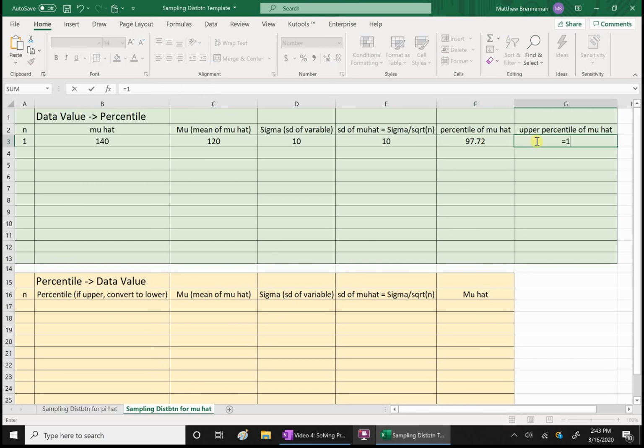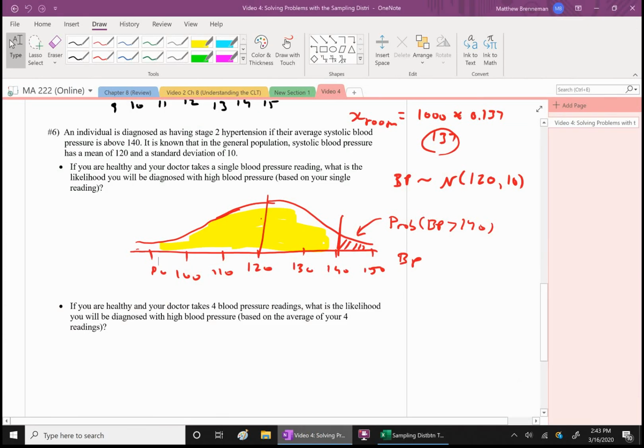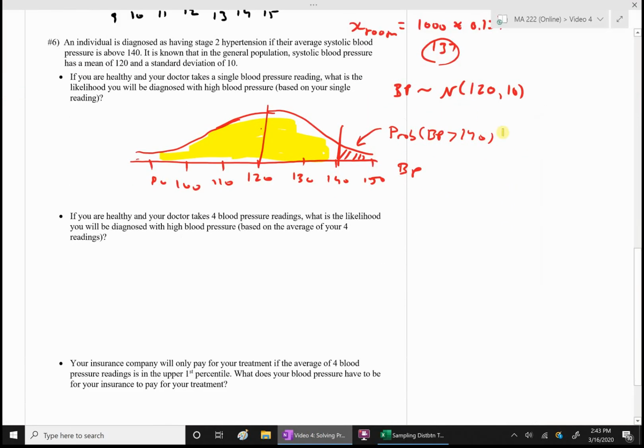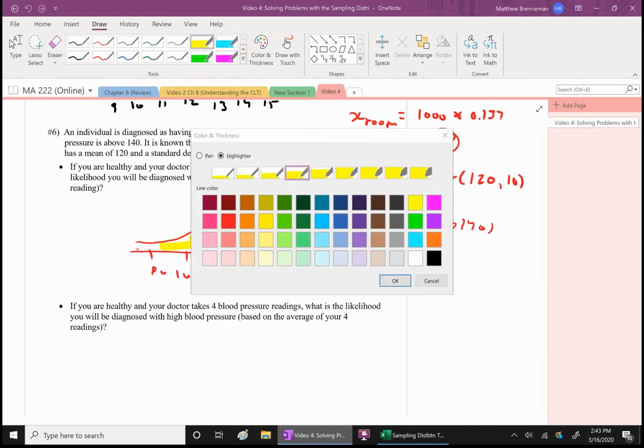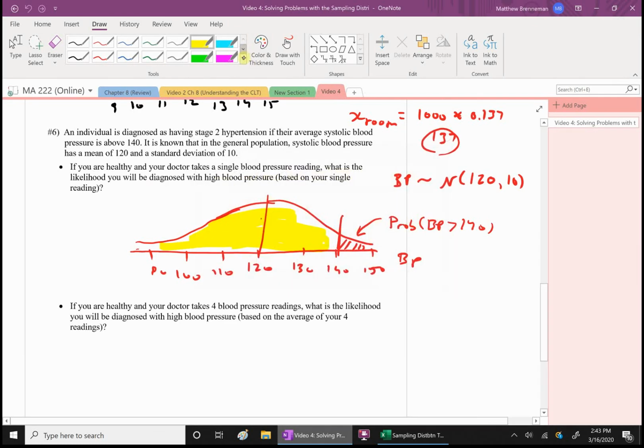The upper percentile is just going to be 100% minus the lower percentile. And so this is the value that we want. There's only roughly a 2.3% chance that a person in the general population will be diagnosed as having hypertension. So this is equal to about 2.3. And of course on the homework, it'll ask you to round it off to the appropriate number of decimal places, and that's all you have to do.